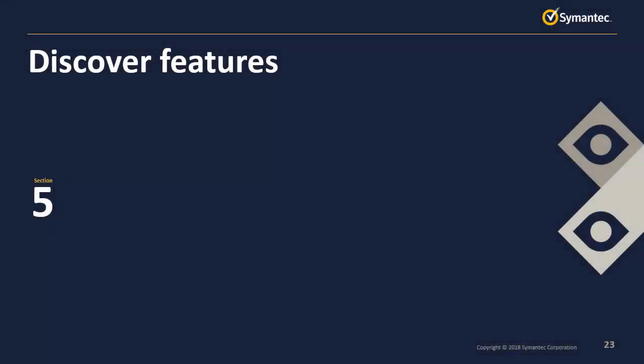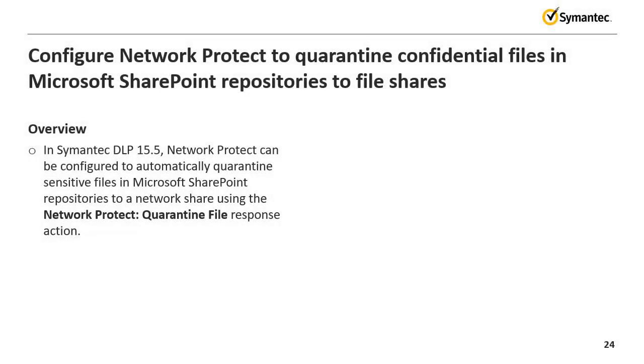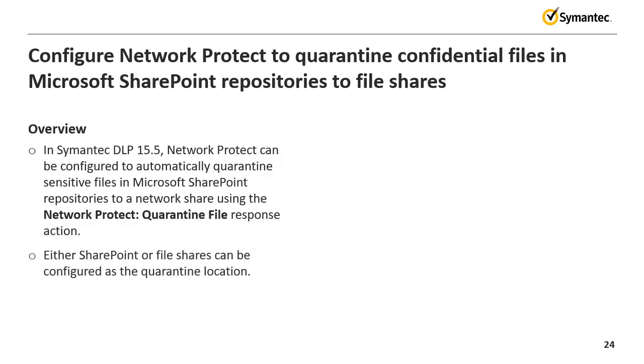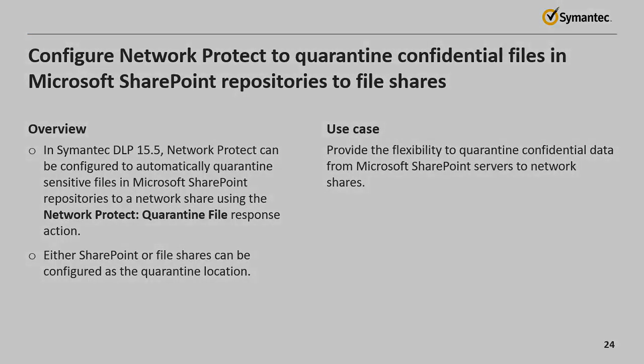In this section, we take a look at new Discover features. In Symantec DLP 15.5, Network Protect can be configured to automatically quarantine sensitive files in Microsoft SharePoint repositories to a network share using the Network Protect Quarantine File response action. You can select either SharePoint or file shares as the quarantine location. This feature enables organizations to provide the flexibility to quarantine confidential data from Microsoft SharePoint servers to network shares.